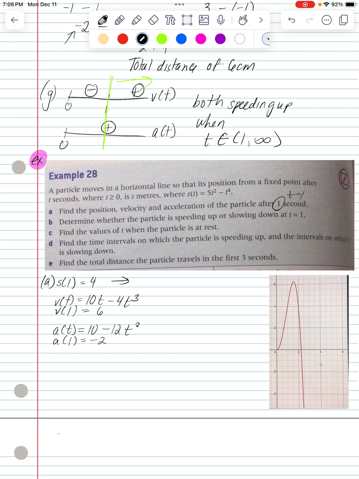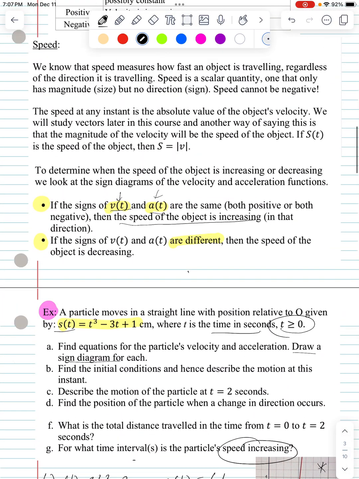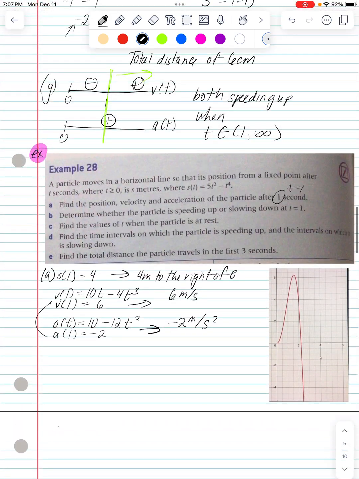So this first one is telling me that it is 4 meters to the right of the origin. This positive is telling me that it is traveling at 6 meters per second. And then this is telling me that the acceleration at that point is -2 meters per second squared. Because there is a difference in sign between the velocity and acceleration at that point, that means that the speed of the object is decreasing there.